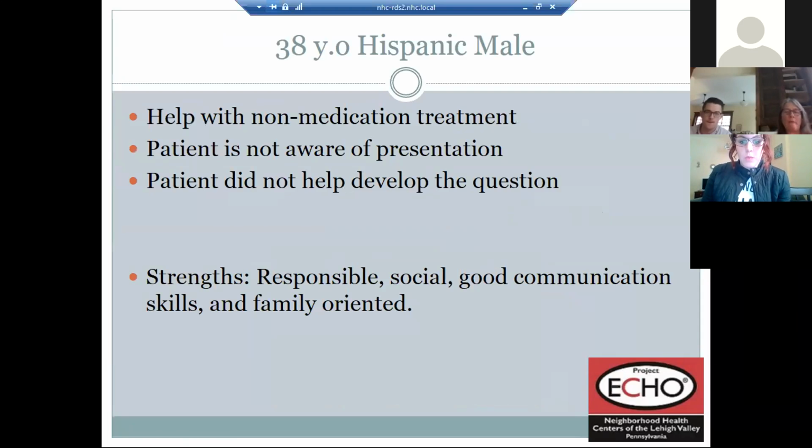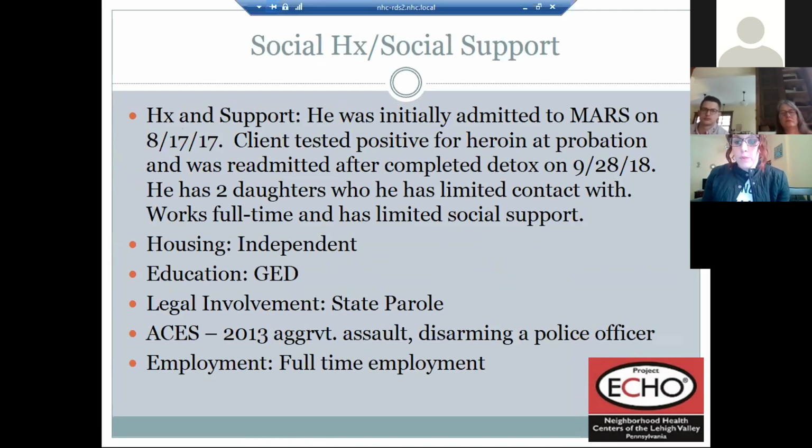For strengths, he's responsible, social, has good communication skills, and is very family oriented. For history and support, he was initially admitted to Mid-Atlantic Rehabilitation Services in Bethlehem on 8/17/2017, and then he tested positive for heroin at a probation meeting, so he was readmitted after completing a detox on September 28th of 2018. He has 2 daughters with whom he has limited contact, and he works full-time and has limited social support. For housing, he's independent and has his own place to stay. For education, he completed a GED. He has some legal involvement with state parole from back in 2013, aggravated assault and disarming a police officer, and he has full-time employment right now.